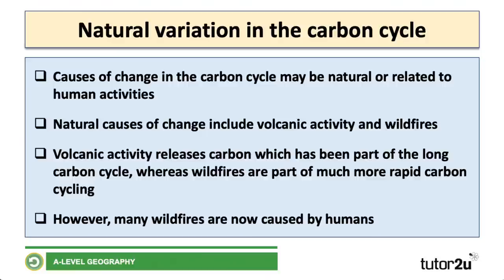The wildfires are part of a much more rapid carbon cycling. And wildfires are something as well that we may consider to not be totally natural. In many parts of the world nowadays, we have 90% of wildfires that have been caused by people. So if you have questions about natural variation in the carbon cycle, it can actually be worth commenting about things like wildfires not being so natural anymore.